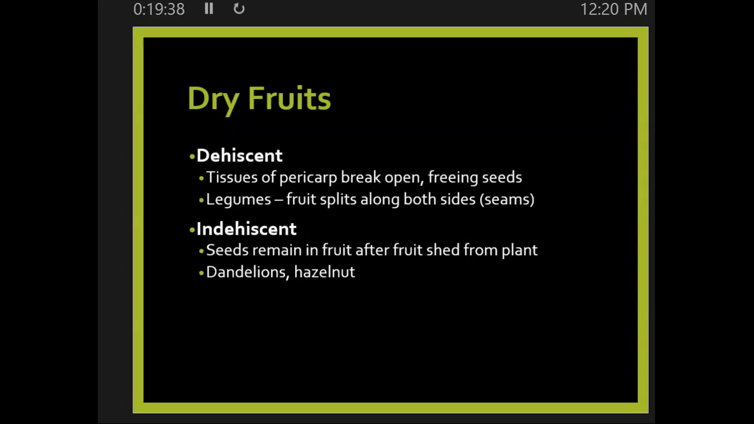So dandelions actually are a good example of this. Hazelnut too. So you've played with dandelion fruits, you just didn't probably realize it. When you take the dandelion and you blow on it to get the parachute to fly off, right at the base of the parachute, there's this little dry, wrinkly thing. That's the dry fruit. And then it has that fluffy parachute. I have a picture here somewhere.